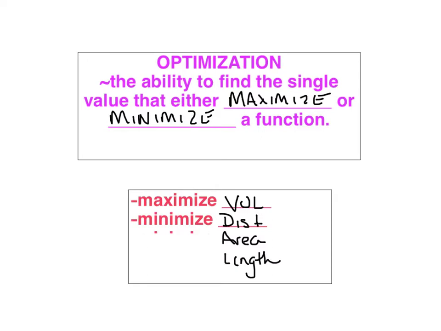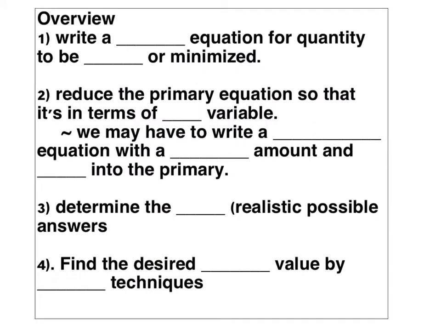So, with no further ado, I want you to copy these in your notebook. These are our steps, so to speak, on how to solve an optimization problem. 1, write a primary equation for the quantity to be maximized or minimized. 2, reduce the primary equation so that it is in terms of one variable.